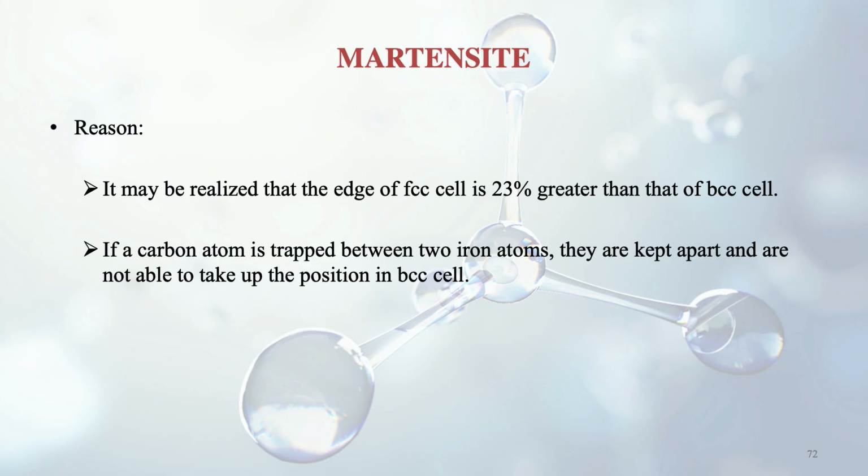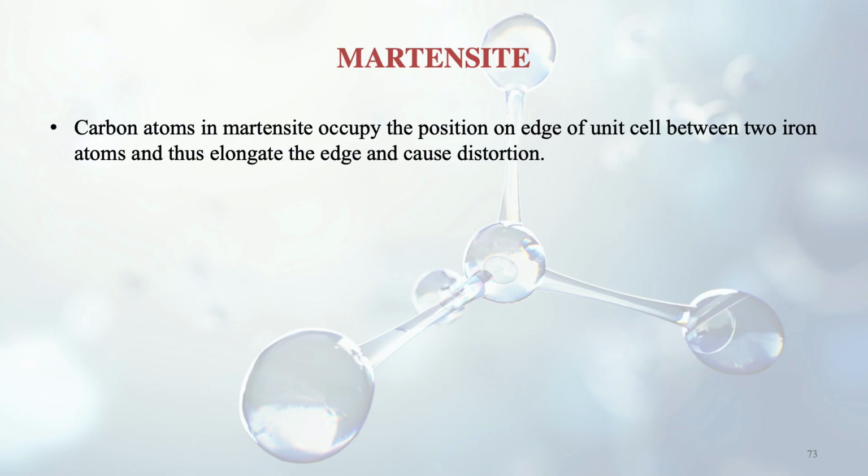So what happens due to that? The carbon atoms in martensite occupy the position on the edge of the unit cell between two iron atoms, and due to this reason, the edge on which this carbon atom sits elongates, and so there is distortion. So the net effect is that it is not at all a cubic structure now.